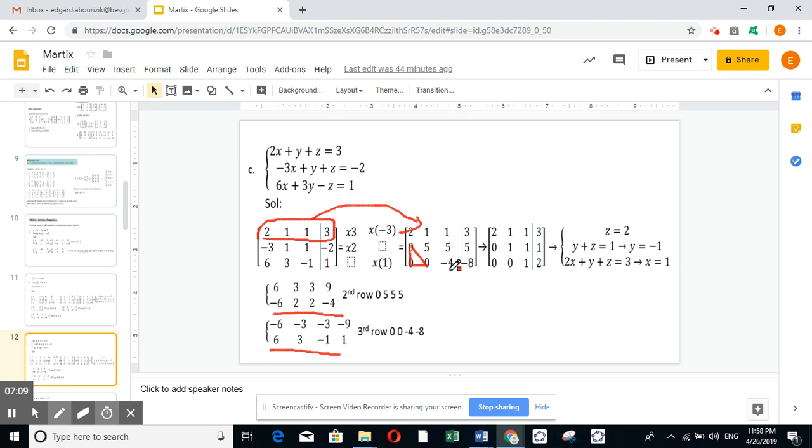So 0, 0, 1, and 2. Less calculation. So this is x, this is y, and this is z. So z equal to 2 for the first one, then y plus z is 1, but z is 2, you're going to get y is minus 1. And if you write 2x plus y plus z is 3, replace y and z by their value, you're going to get x is 1.